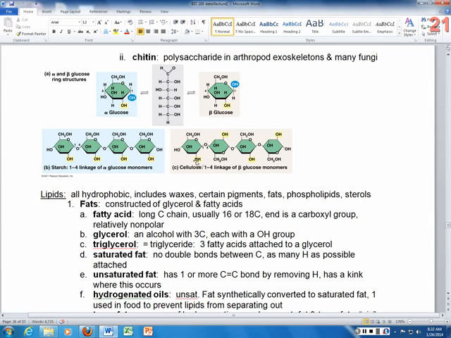So this picture here just shows the differences in these linkages. You'll notice these have them all pointing down. These, they alternate going up and down. So that's the difference between what you can digest and what you pull out the back end of the dog.